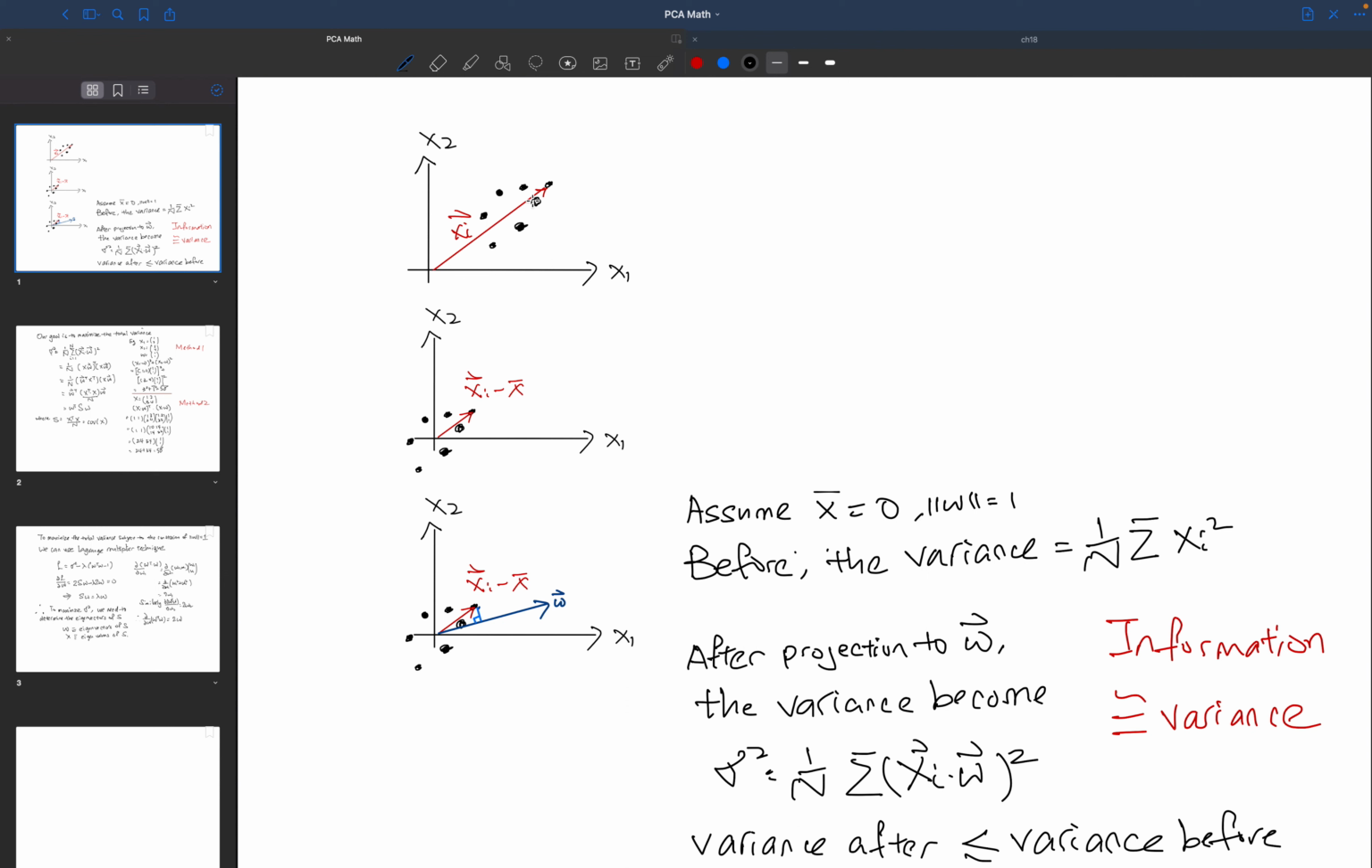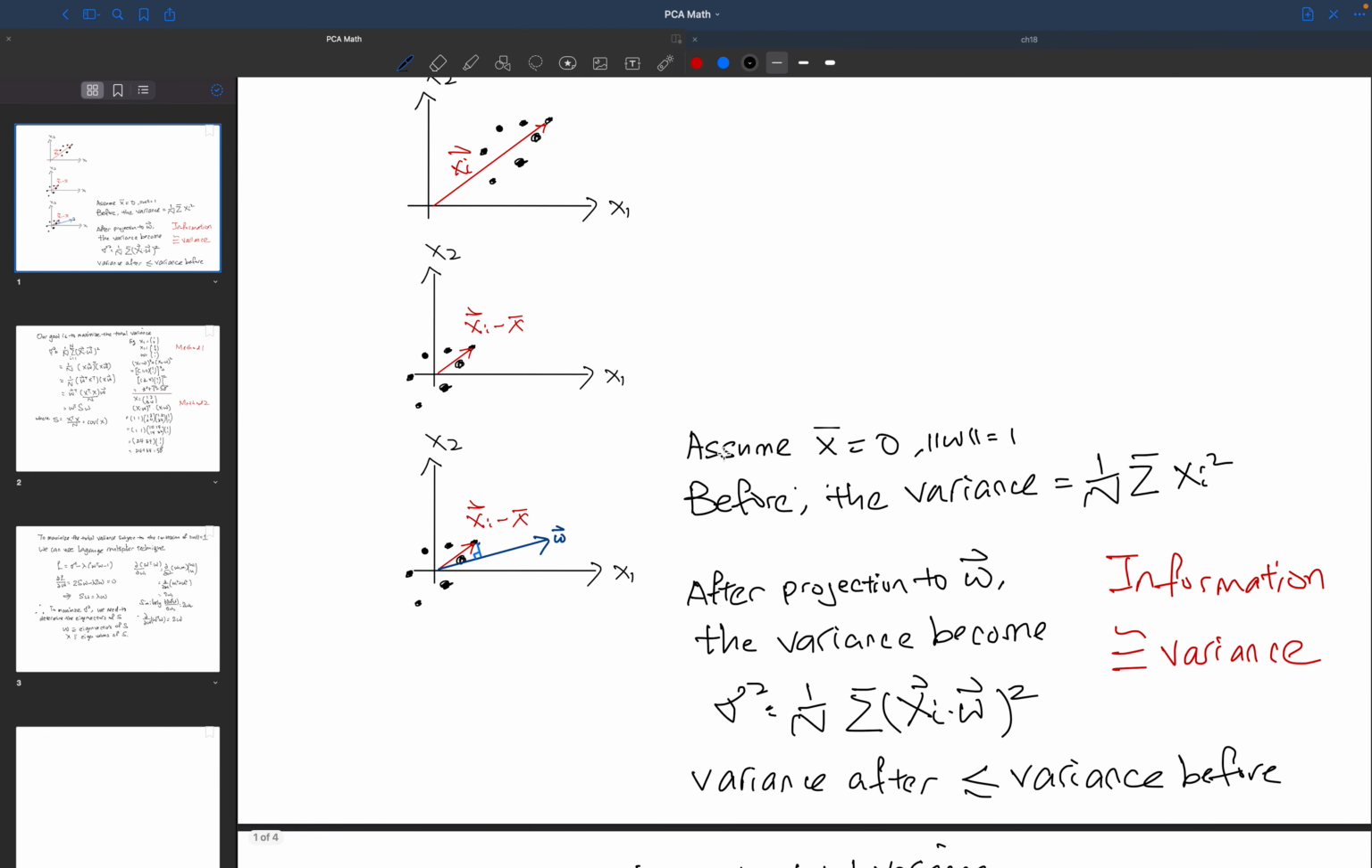If we have some data X, and each data point is represented by a vector x bar, the first thing we need to do is to center the data set. So x bar minus the mean of the whole data set. Next, we will project this centered data set onto a vector w. In order to simplify the math, we assume the average of the data set is 0 and w has a unit length of 1.